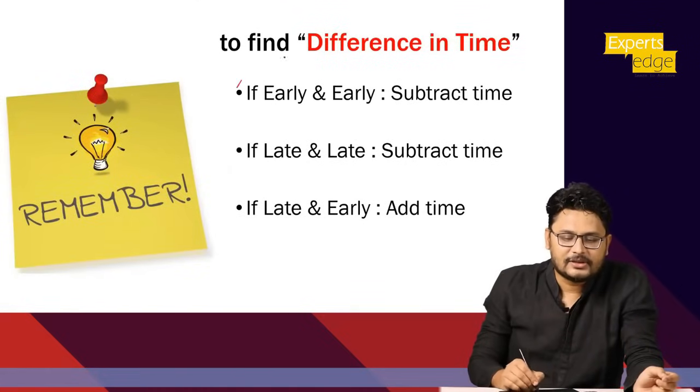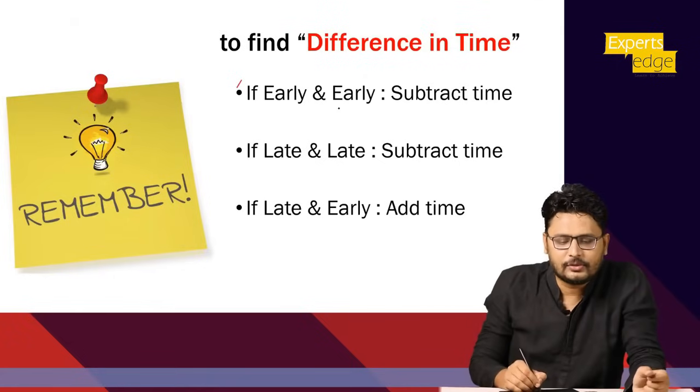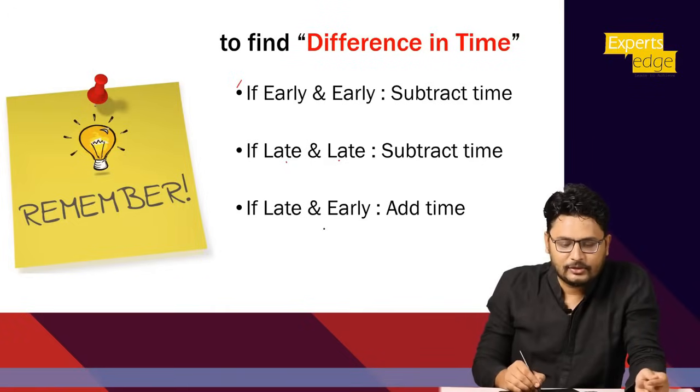Now remember one thing, the difference in time, how to get it. ठीक है? अगर दोनों early हो, so you need to subtract the time. एक late हो, दोनों भी दूसरा भी late हो, then also subtract. एक late हो, एक early हो, तो you need to add the time.